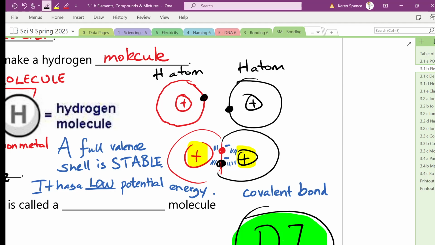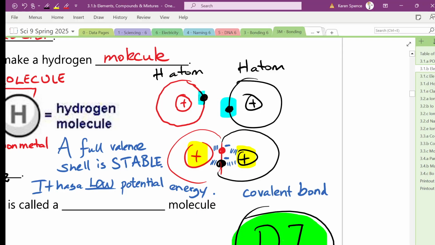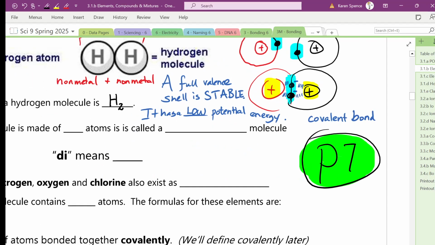Another electron. And so what they do then is they share electrons, and they each end up having 2, which has filled up the first shell. So first shell is filled with 2. How many fill the second shell? 8. And the third shell? 8. Okay, great. All right.